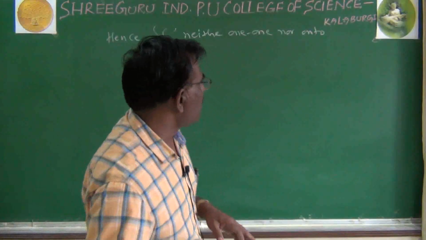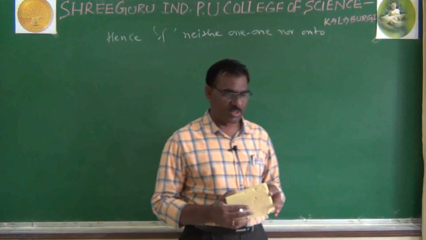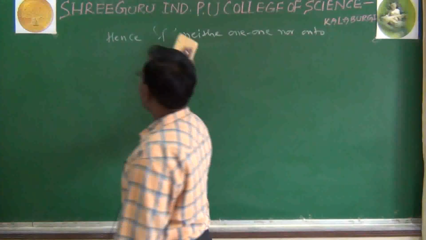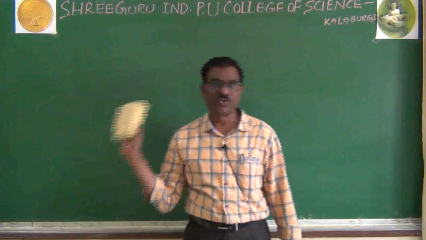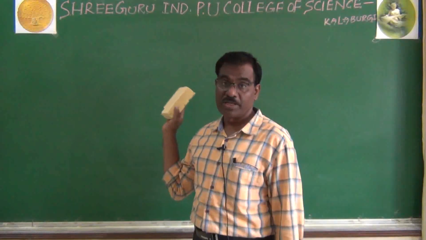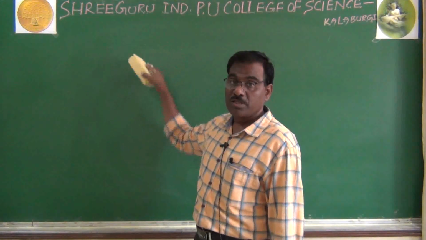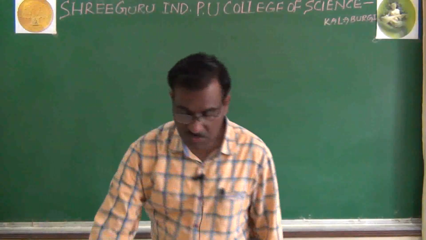Okay. So this problem is very important. Usually it is asked as a 3 marks question. State whether the function is one-one, onto, or bijective. So, this function is not bijective. F is not one-one. F is not onto. Hence the function f is not bijective. This is also a good example.